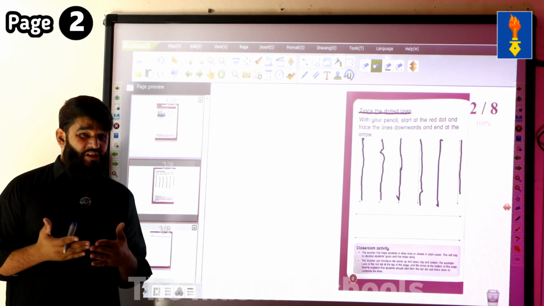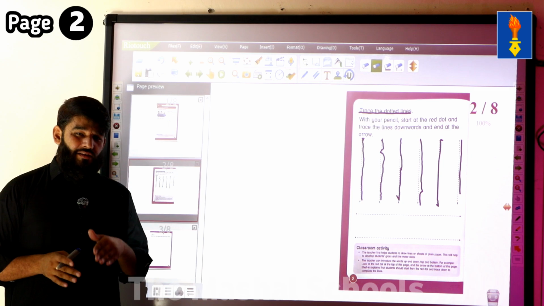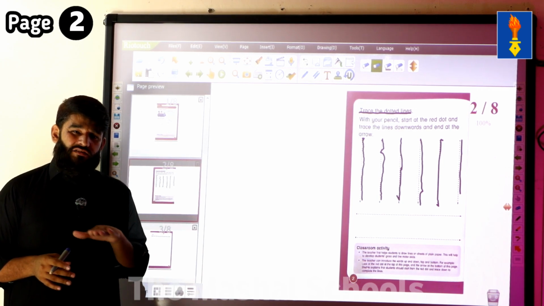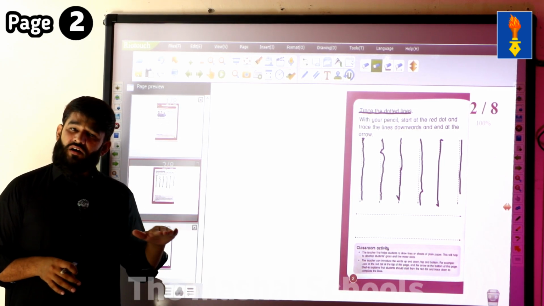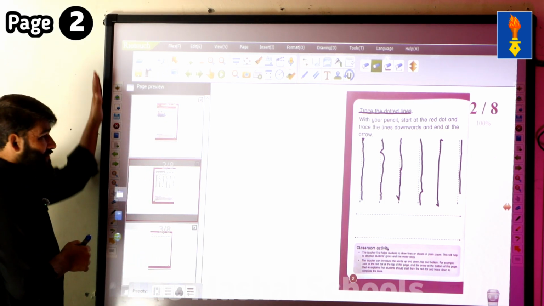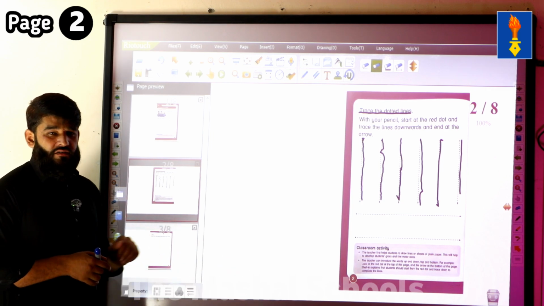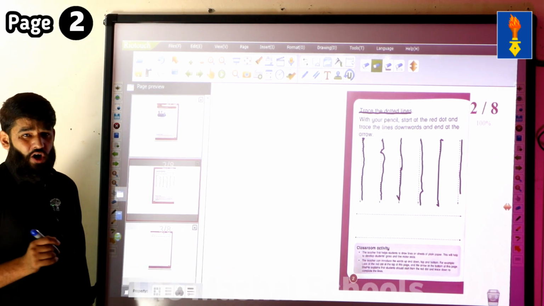Now let's dive into horizontal lines. Horizontal lines are plain lines that are just like the ground level, the water level, and different things. For example, here is a boat. This is said to be a vertical line, and this is said to be a horizontal line. So now let's practice horizontal lines.